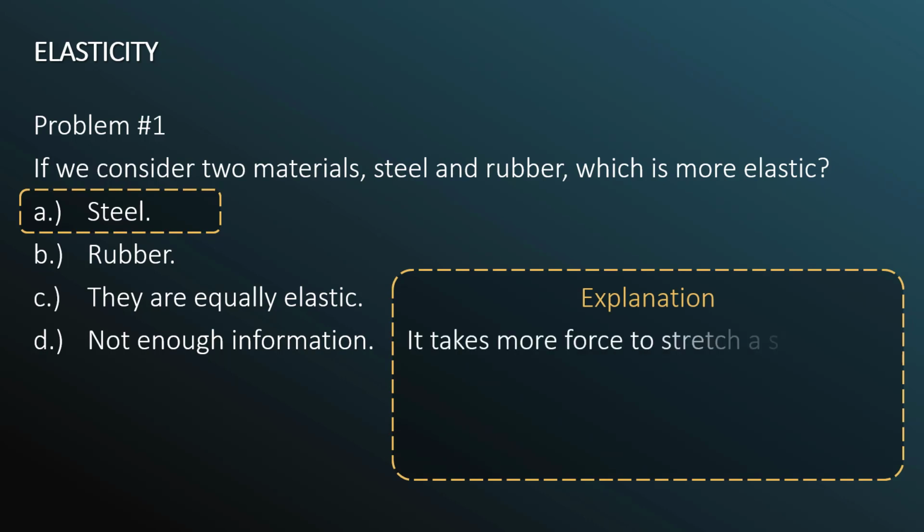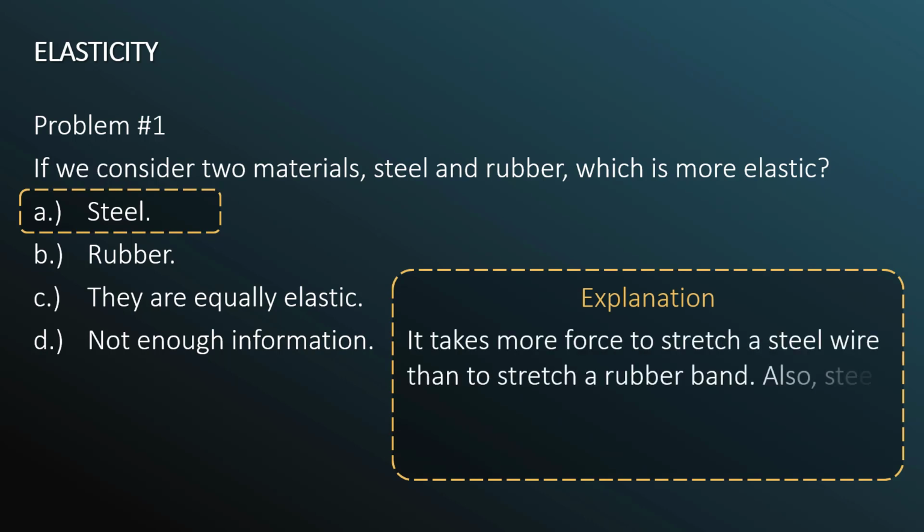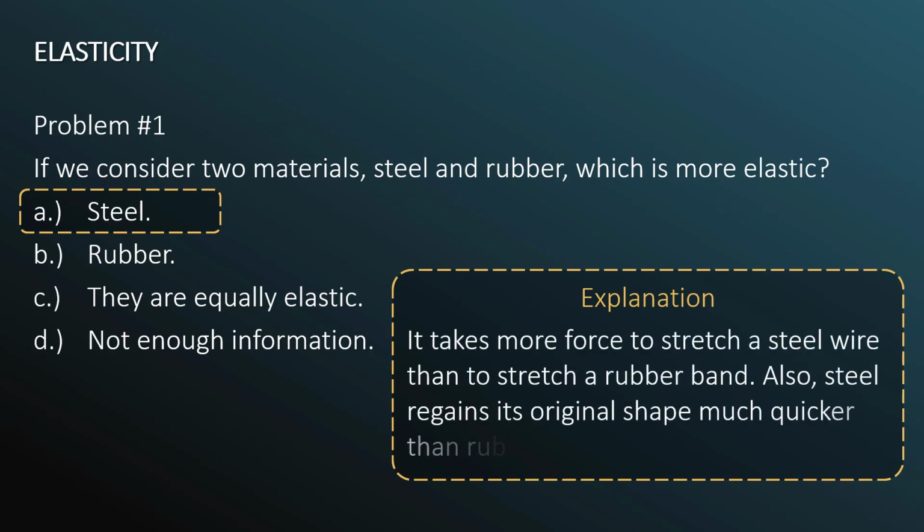It takes more force to stretch a steel wire than to stretch a rubber band. Also, steel regains its original shape much quicker than rubber after the force is removed. And so we conclude that steel is actually considered to be more elastic, based on the previous slide's definition of elasticity.